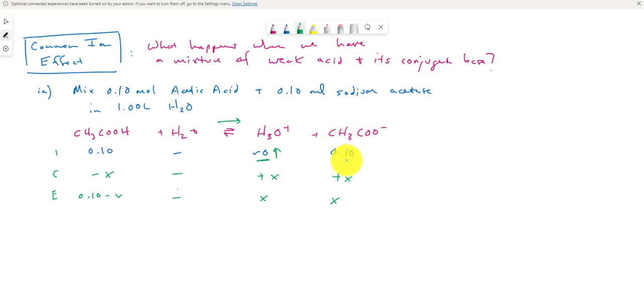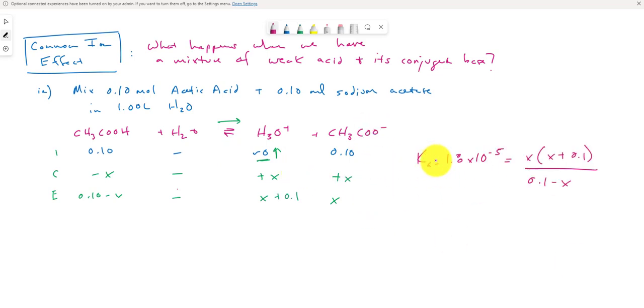But if we already have some of this in solution, then the system doesn't need to shift as far to the right to actually get it to satisfy K. And so we can intuit here the extent of the dissociation is going to be less when we already have some of the acetate there than when the acetate was absent to begin with. So those are the intuitive things that we want to be thinking about because it can help us rationalize what's happening here.